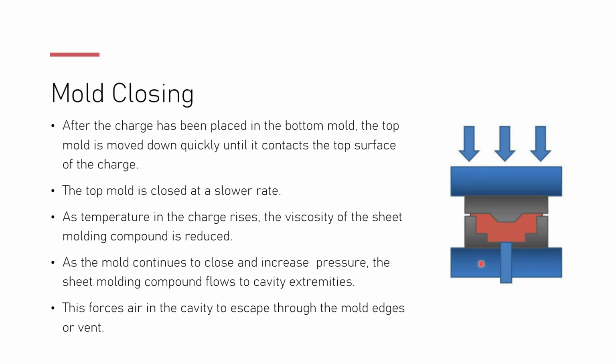As temperature in the charge rises, the viscosity of the sheet molding compound is reduced. So as the mold continues to close slowly and the pressure increases, because this is going to press, the sheet molding compound flows to the cavity extremities. Now we're shaping it. This forces air in the cavity to escape out. Air is going to come out from here. We don't want any air, we want all of that out. And then we're going to press it out.